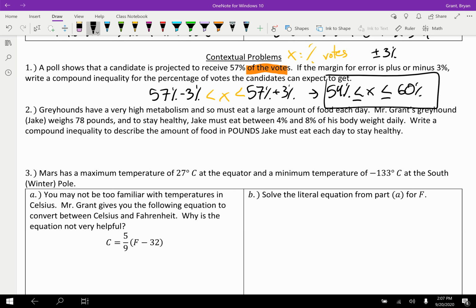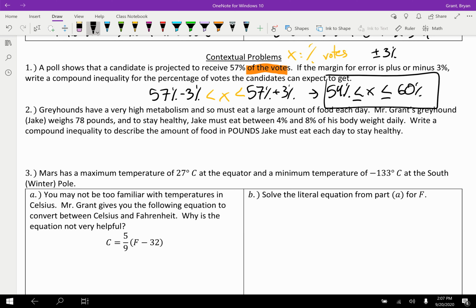Let's take a look at our second one. Greyhounds, the dog, not the bus, have a super high metabolism. It means they process their food and create energy really quickly. And because they're processing that food quickly, they have to eat a large amount of food every day. Mr. Grant, one of the math teachers at our school, has a greyhound named Jake.